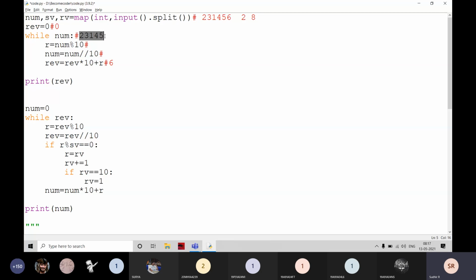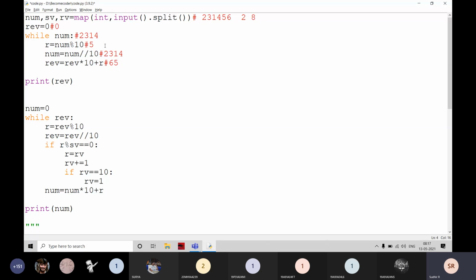We have to consider this is the number now, and the last digit. This is the last digit, and the remaining digit is going to be like this. Now REV into 10, that means 6 into 10, that is going to be 60 plus R, that is going to be 65. 60 into 10 plus R, 65.